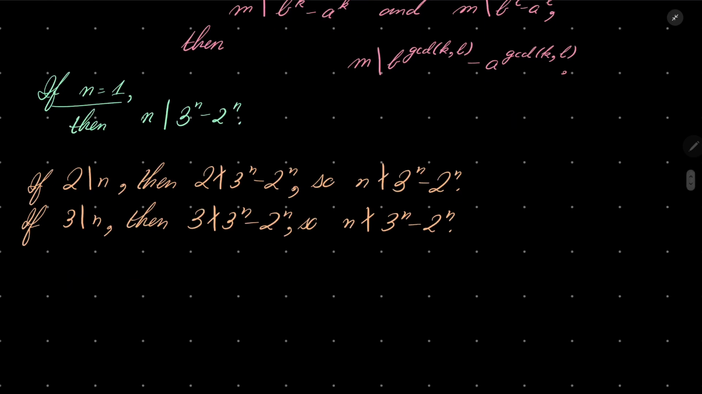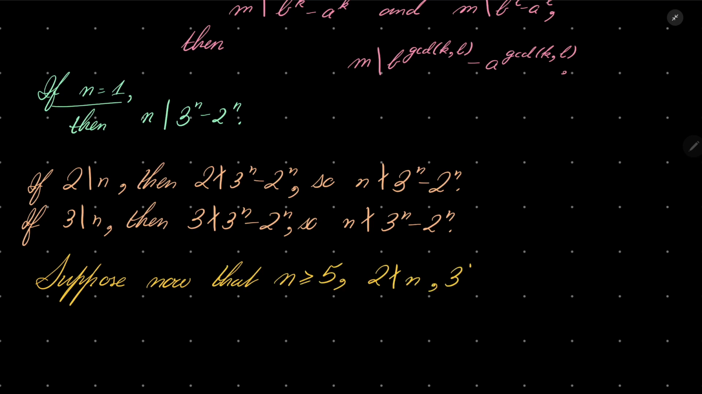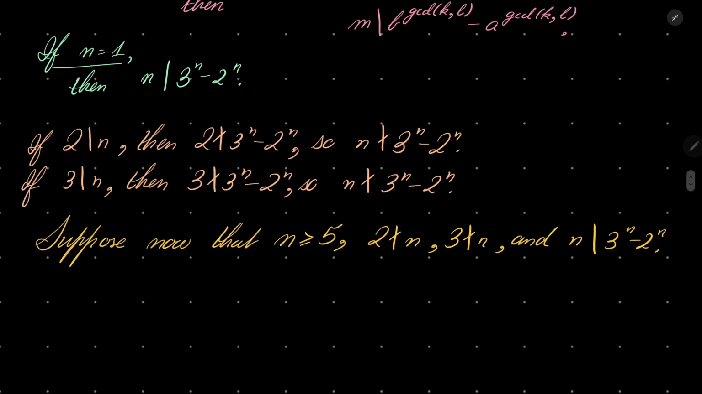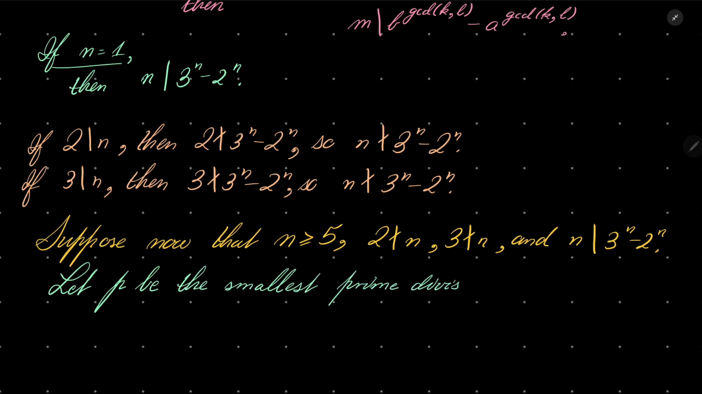Now, suppose that n is greater than or equal to 5, 2 does not divide n, 3 does not divide n, and that our divisibility somehow holds. So n divides 3 to the power of n minus 2 to the power of n. Crucially, consider now, let p be the smallest prime divisor of n.